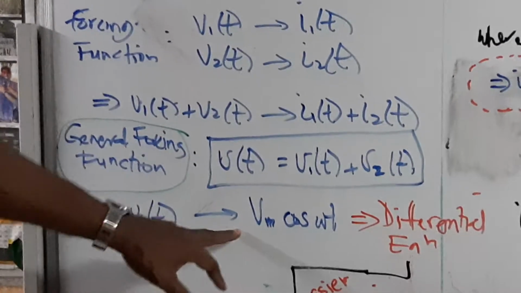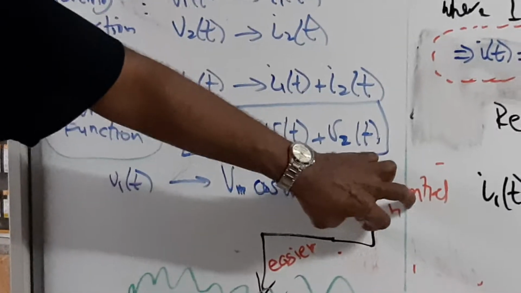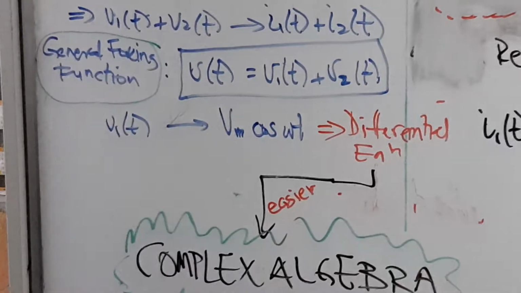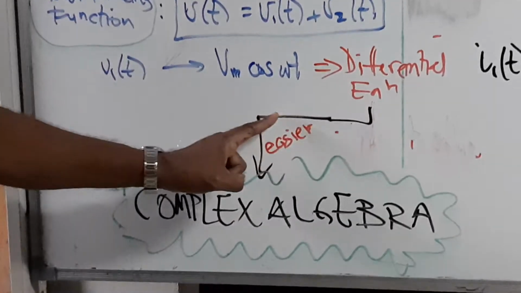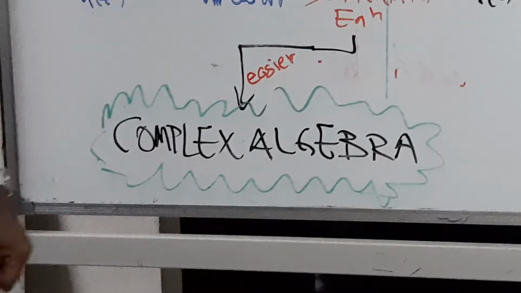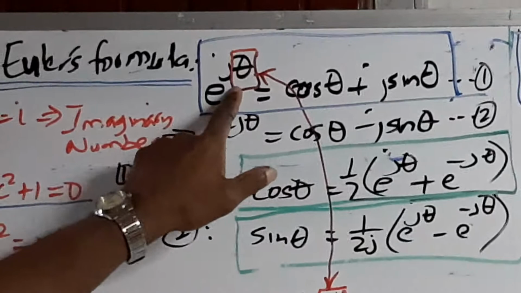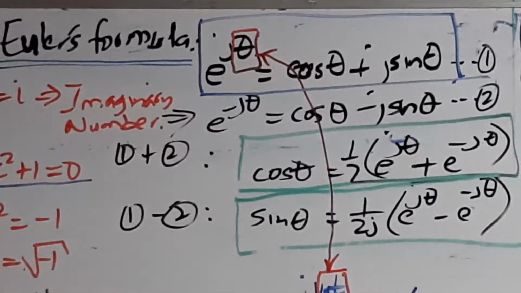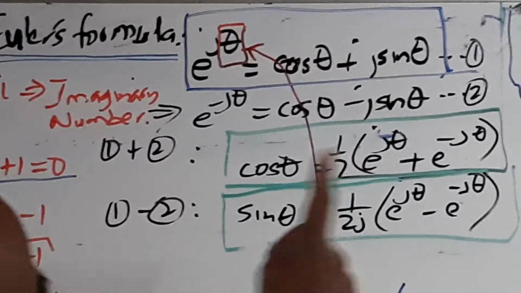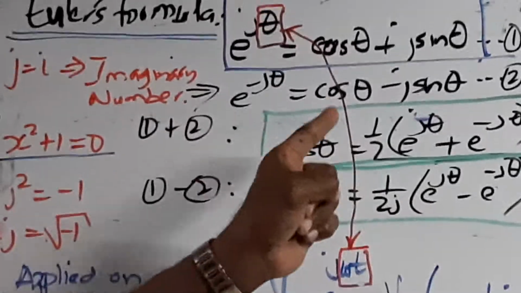So V1 of t corresponds to Vm cos omega t, which, as I've said before, we solve using differential equations. But now we are going to find an easier way to resolve it, and that is using complex algebra, or complex notation. Euler's form has a lot to do with this, particularly his formula e to the power of j theta equals cos theta plus j sine theta, which I call equation 1, and e to the minus j theta equals cos theta minus j sine theta, equation 2.